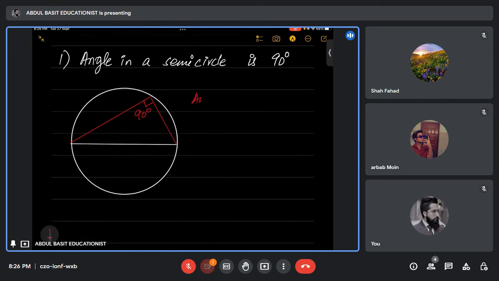So the angle in a semicircle is always 90 degrees. Angle is always 90 degrees.